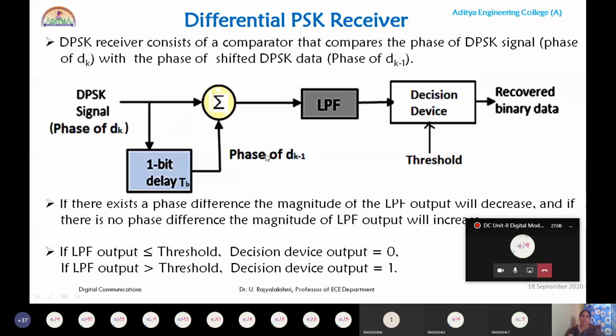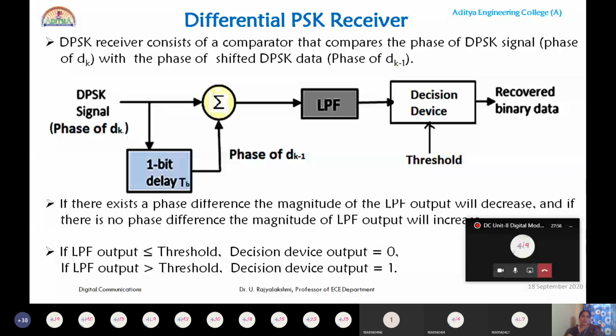How can you get the phase of Dk minus 1? Once again by right shifting the data. In the last slide, we went through the phase of Dk minus 1. How can you get the Dk minus 1 sequence? By right shifting the entire sequence of Dk by 1 bit, you will get Dk minus 1. After the arrival of Dk, first you should compare the phase of Dk with the generated Dk minus 1, which you obtain by a 1 bit right shift.